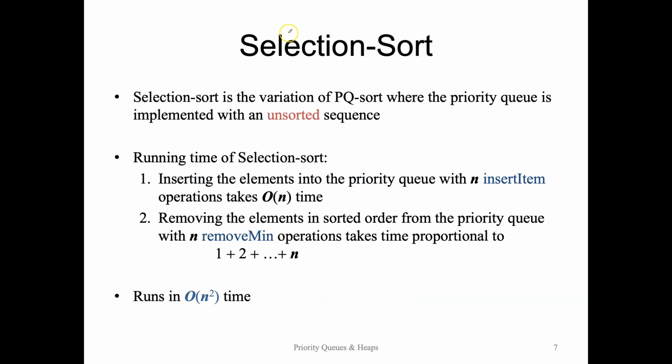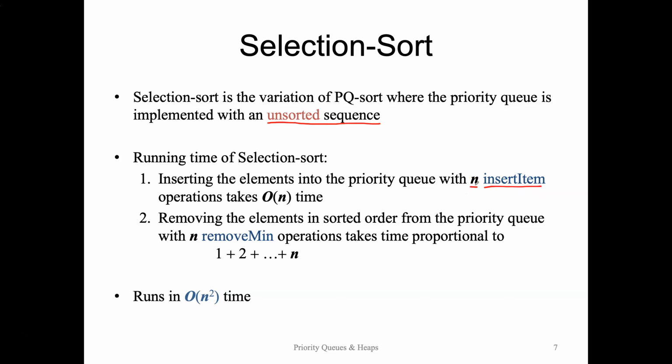So as I said, selection sort corresponds to running our priority queue sort using an unsorted sequence. So what would the total running time of selection sort be? We know in our generic priority queue sort, our first step, that first while loop, we empty out everything from the sequence that we're given and dump it into our priority queue. So we repeatedly call insert item n times.